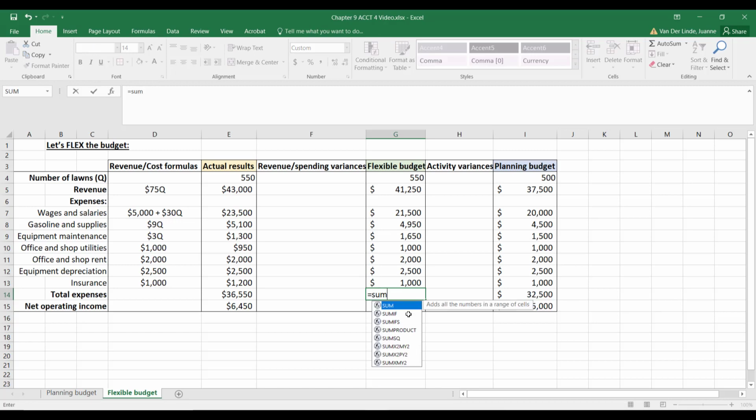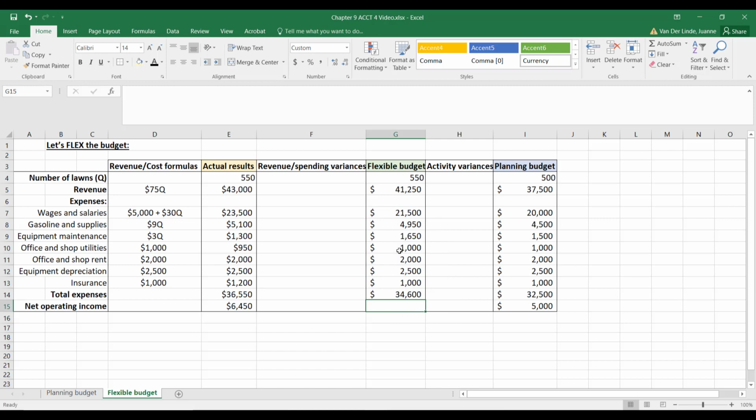So let's see what our total expenses should have been at the actual level of activity. At our actual level of activity, our total expenses should have been $34,600. Now, given that, what should our net operating income have been at the actual level of activity? We're going to take what revenue should have been minus what expenses should have been to see that our net operating income should have been $6,650.